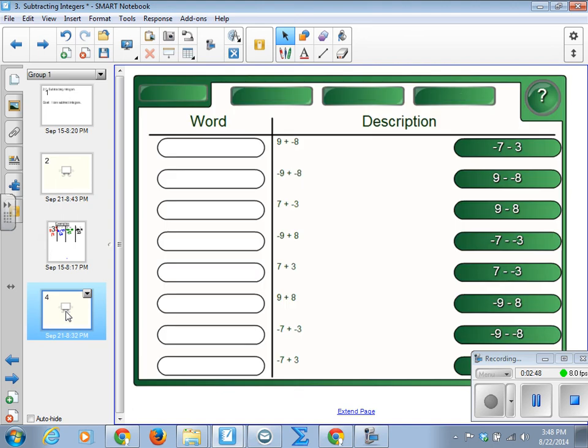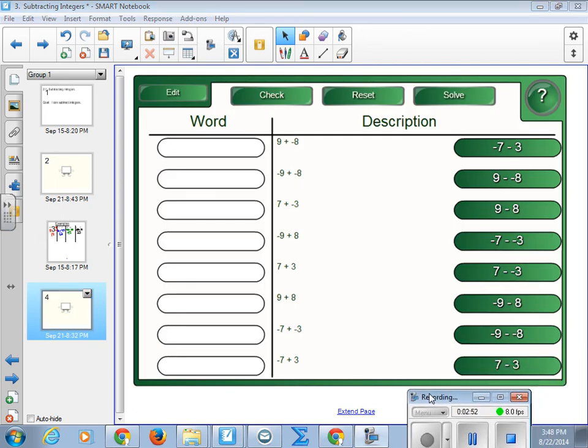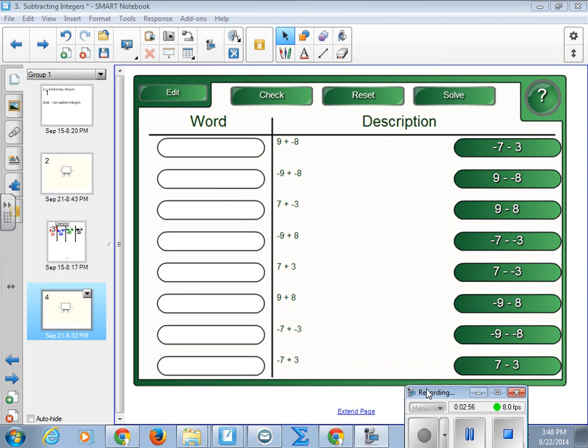If you were here in class doing this lesson, we'd be doing this game with you. You'd be coming up to the board and moving things around. Unfortunately, we're not in class for this, so I'll do the matching for you. We're going to match up the original problems with their addition counterparts. So I'll go in order. We have negative 7 minus 3.